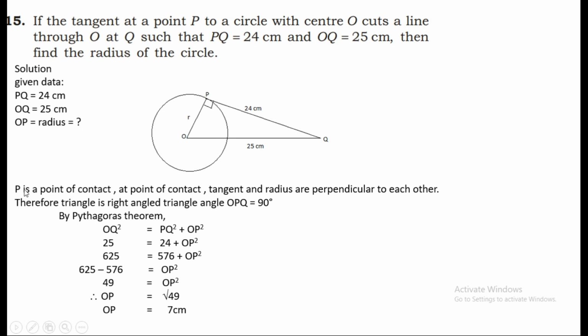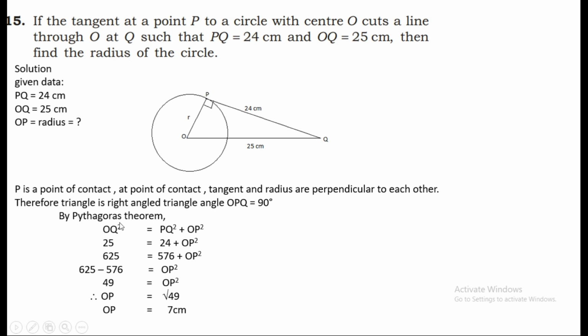And since P is the point of contact, at the point of contact, tangent and radius are perpendicular. This is one of the very important theorems given in the circle chapter. So the radius is perpendicular to the tangent. Perpendicular means this is 90 degrees. So we can use Pythagoras theorem in this triangle. The side opposite to 90 degrees is the hypotenuse. This one is perpendicular, and this one is the radius that we have to find out.